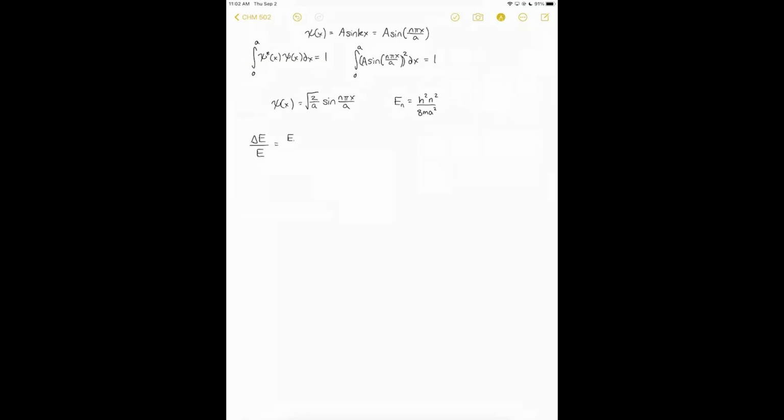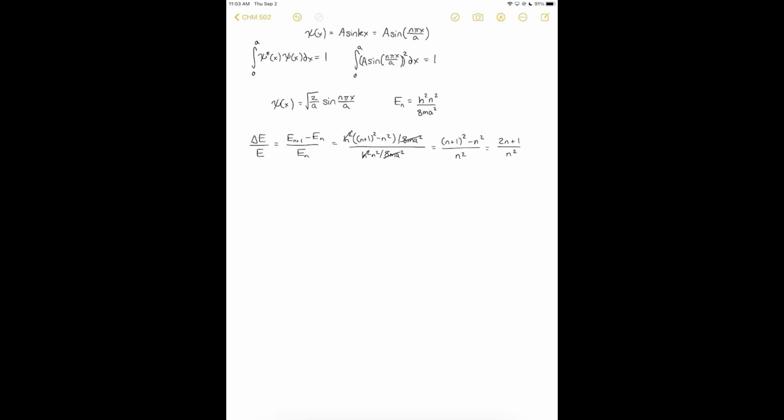Our delta E here is going to be E n plus 1 minus the current energy. And then we'll compare that to the current energy and see how going up 1 step compares to the step we're at. For this, we'll simply plug in the values. For our numerator, I'm going to write it like this. We'll have h squared times n plus 1 squared minus n squared over 8ma squared. That's a simplification of just plugging in the 2 values for our E's. And on the bottom, we have h squared n squared over 8ma squared. When I write it like this, it's pretty obvious that our h's and our 8ma squared's are going to go away. They're there every time. And that gives us n plus 1 squared minus n squared over n squared, which we can simplify to 2n plus 1 over n squared.